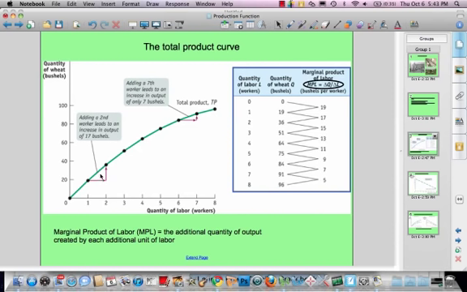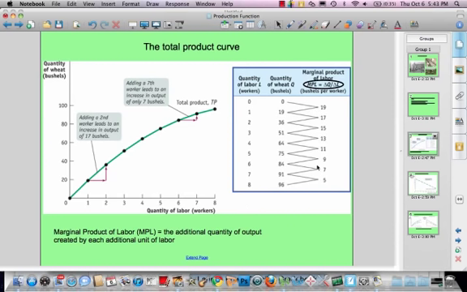Now, you'll notice that in a sort of a step function here, adding a second worker leads to an increase in output of 17 bushels. And you'll see here the curve will suggest a decreasing marginal return from the investment of each additional unit of labor, very similar to what we talked about 2 nights ago. You'll notice here that adding a 7th worker leads to an increase in output of only 7 bushels versus the 17 at the second worker here. And again, this is very, very consistent with the idea of decreasing marginal utility and also decreasing marginal return.